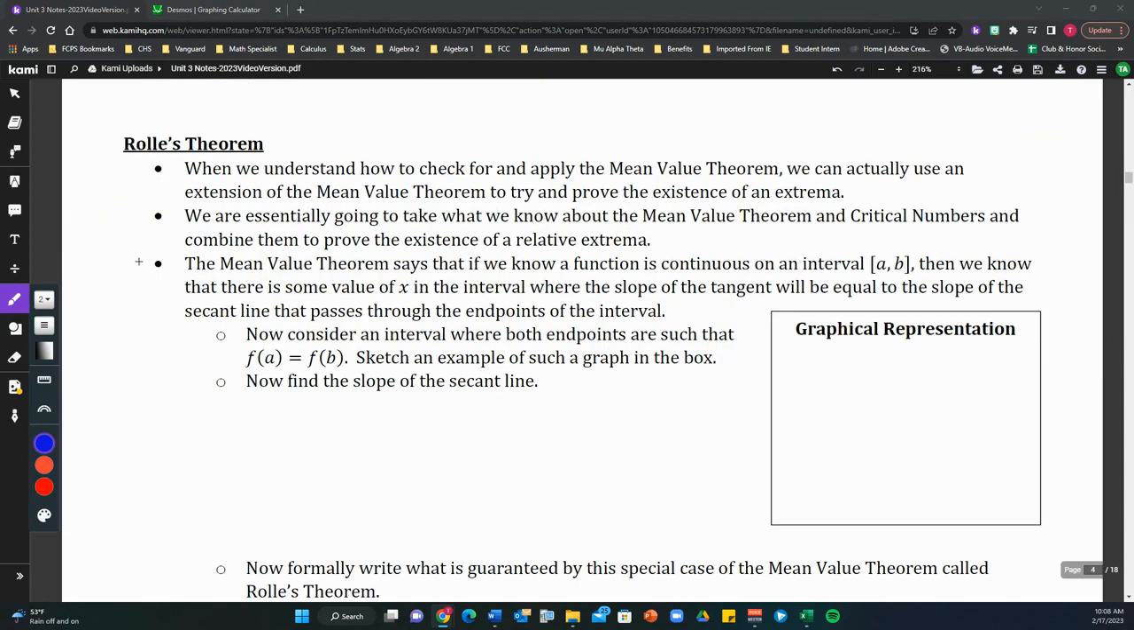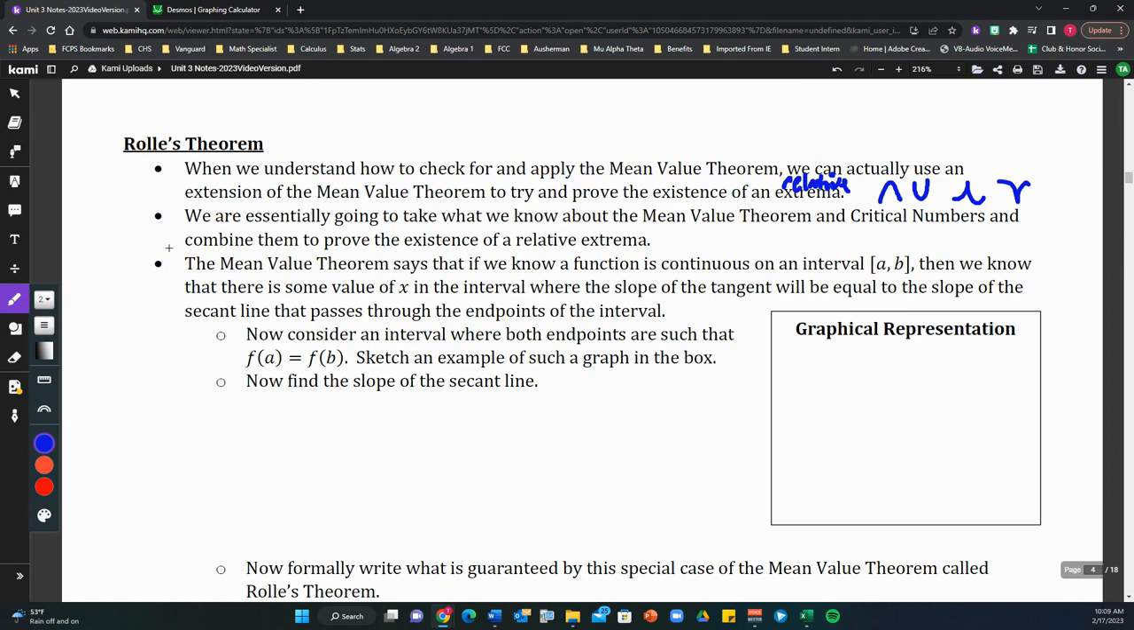So our last topic is actually a specific case of the mean value theorem. When we understand how to check for and apply the mean value theorem, we can use an extension of it to try and prove the existence of an extrema. In this case, we're talking about a relative extrema, one of those turning points, whether it's a smooth turning point or one of these sharp turning points. We're going to take what we know about the mean value theorem and critical numbers and combine them to prove the existence of a relative extrema.